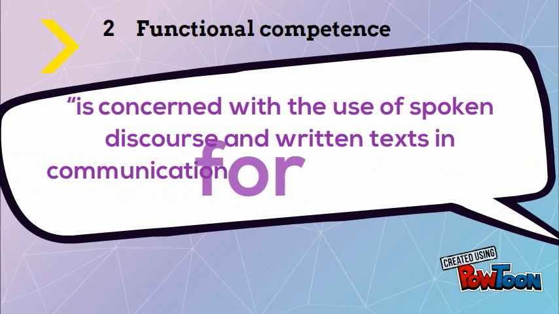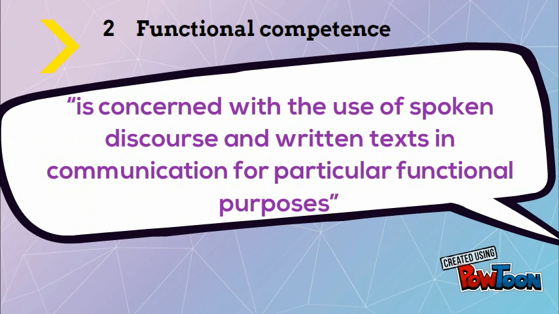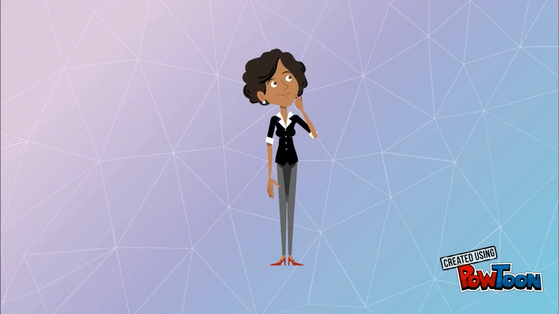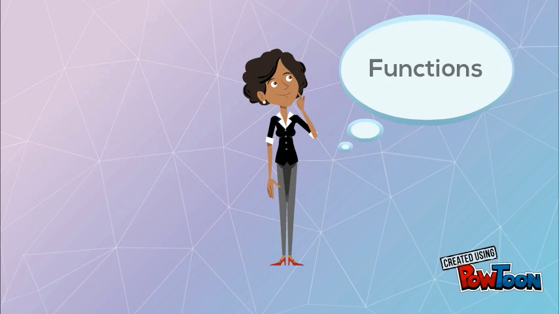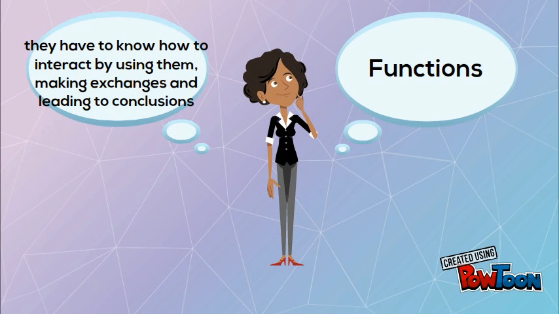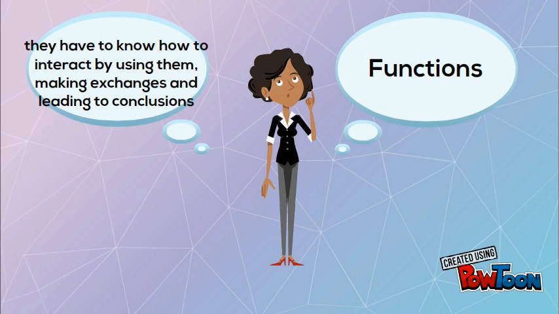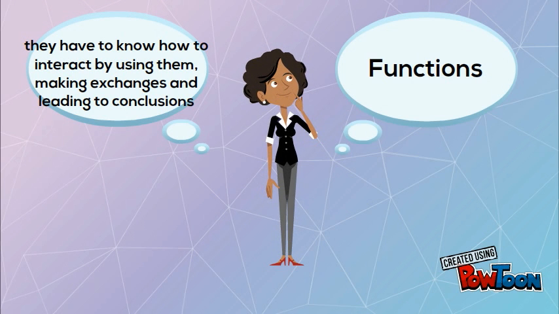Functional competence. Trim et al. 2001 states that it is concerned with the use of spoken discourse and written text in communication for particular functional purposes. This does not mean that the learners are just going to know the functions. They have to know how to interact by using them, making exchanges and leading to conclusions.